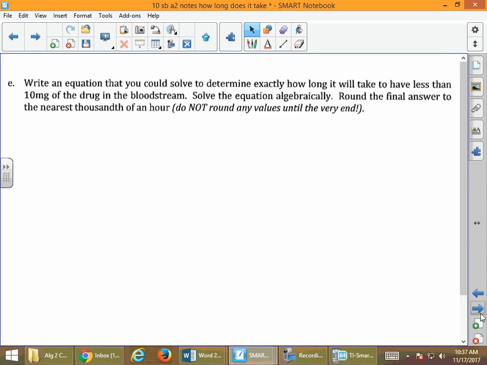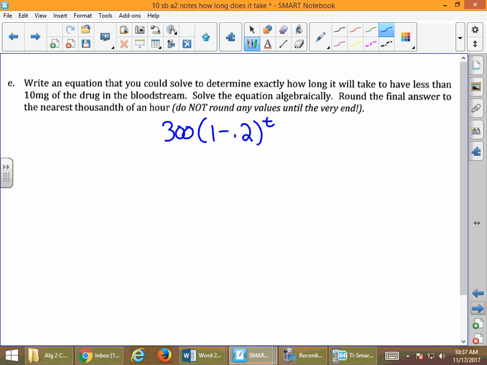But now what we want to do is write an equation and figure out exactly how long until we get 10. We already have our equation written. We've got the 300 times the 1 minus 0.2 to the t. But we're going to set it equal to now 10. The thing is, the directions say at the end, do not round any values until the very end. But one thing that we can do, this is 10 equals 300 times 0.8 to the t, to make it a little bit simpler there, because 1 minus 0.2 is 0.8.